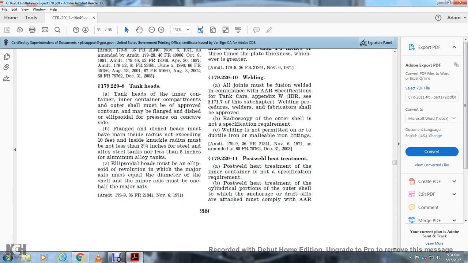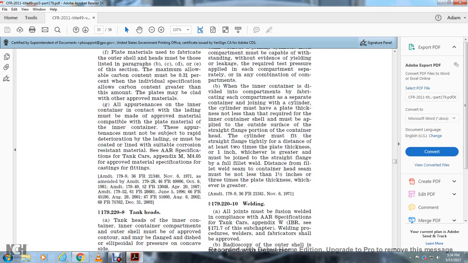179.228. Tank heads. Tank heads for the inner container and the outer shell must be in the contour of a flanged dish or ellipsoid, with pressure on the concave side. Flanged dish heads must have a main inside radius not exceeding 10 feet, with inside knuckle radius not less than 3 3/4 inches for steel and alloy steel tanks, and not less than 5 inches for aluminum tanks. Ellipsoidal heads must be an ellipsoid of revolution, whose major axis must be equal to the diameter of the shell, and minor axis must be one half the major axis.